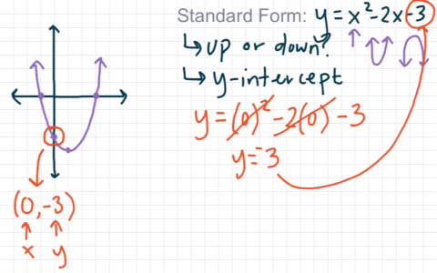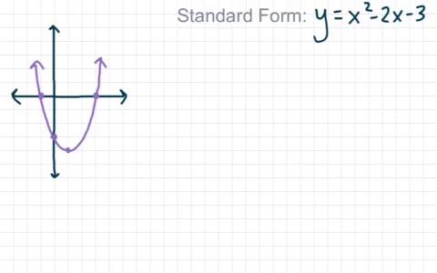So I'm going to hand it over to Miss McHenry, and she's going to talk to you about two other important things that we can see using standard form. We're going to talk about two parts of the graph that Mrs. Drake didn't talk about yet, and the first one is called the axis of symmetry.